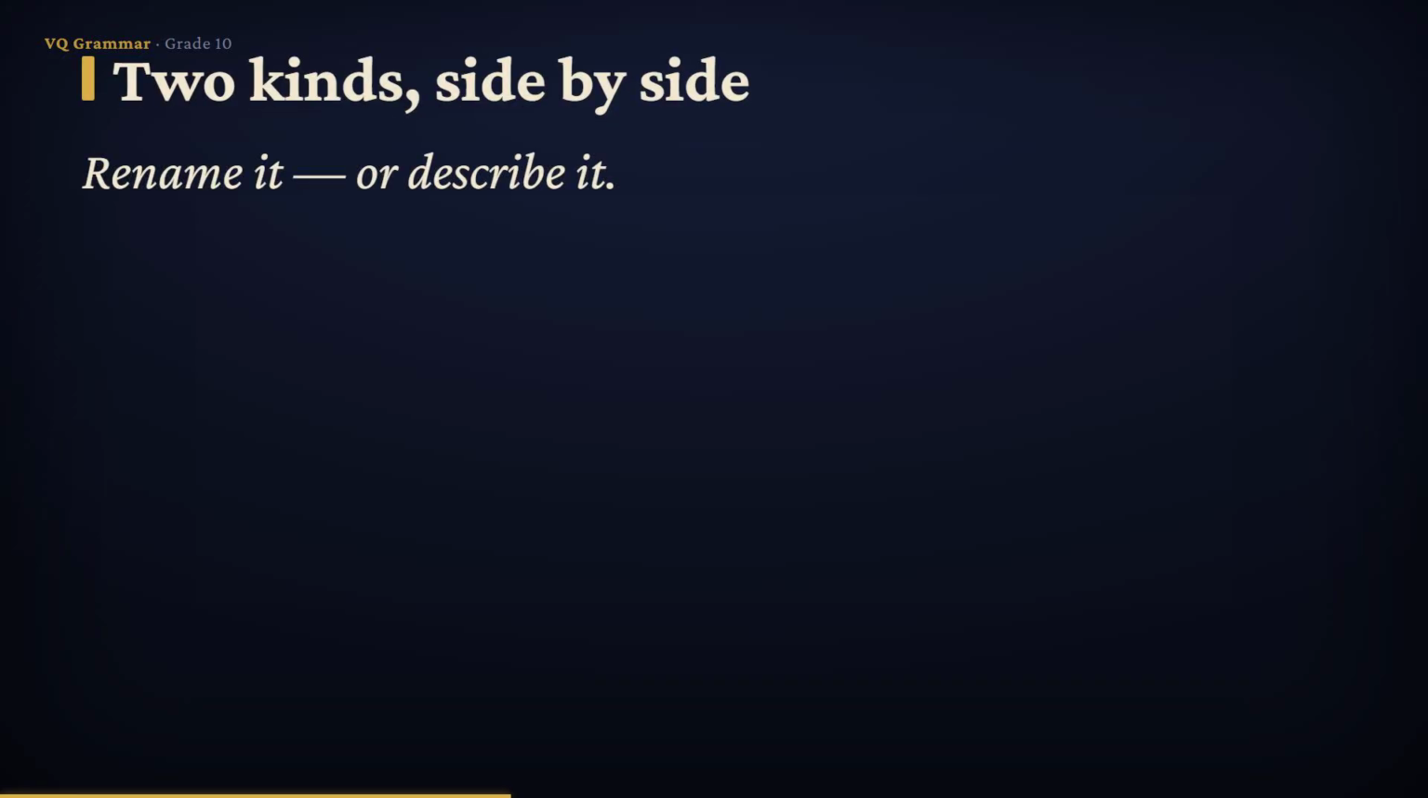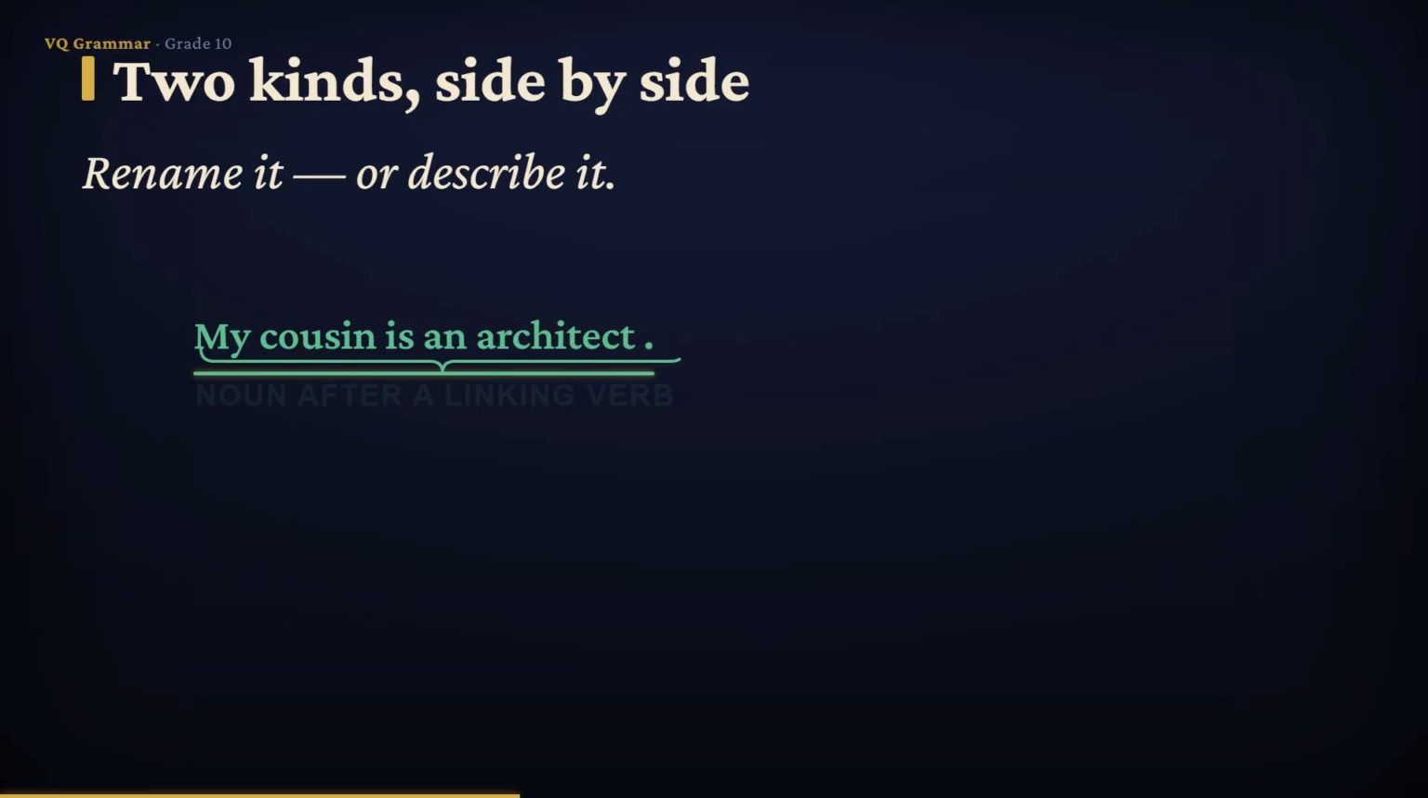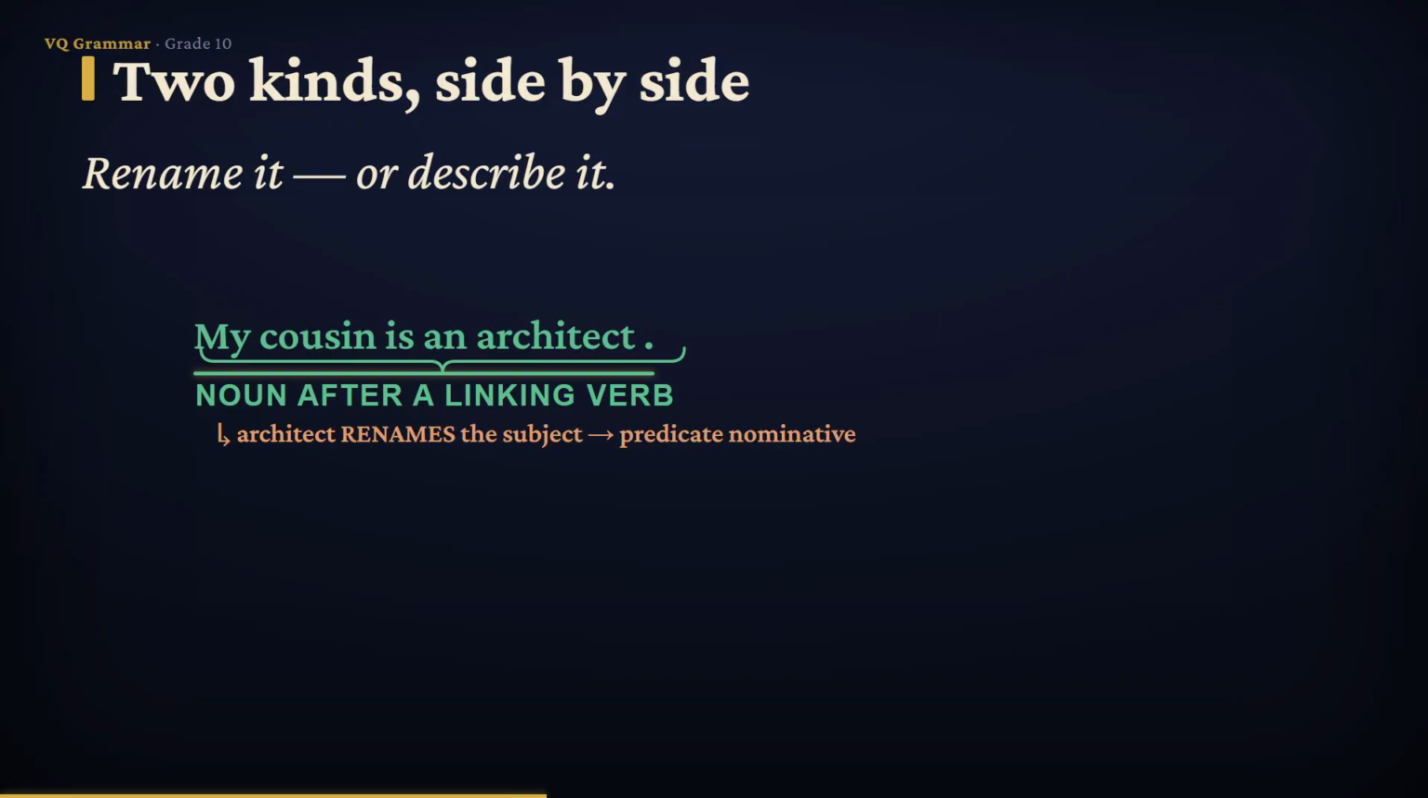Let's set the two of them side by side. My cousin is an architect. The verb is a linking verb. No action anywhere in that sentence. And what sits on the far side of it? Architect, which is a noun. It renames my cousin, so it is a predicate nominative.